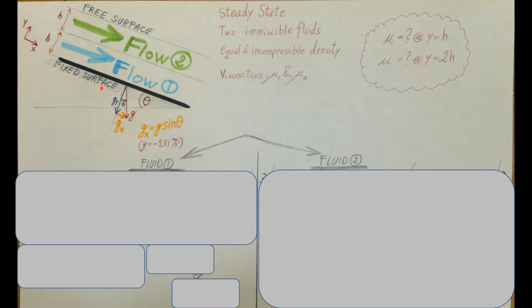We're gonna have a coordinate axis set up right here. X is pointing downhill, and therefore this way we can simply analyze this as a one-dimensional flow in the x direction. Here's our body force setup. The only body force that we are considering here is gravity, and its component in the x direction is gx, which is g times sine theta.